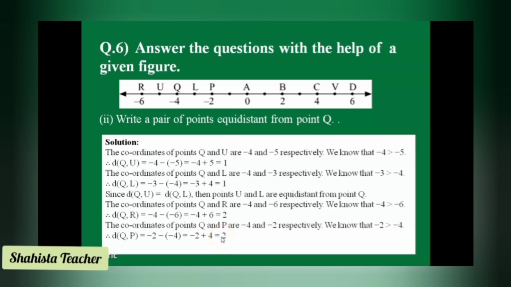So students, since the distance of QR is equal to the distance of QP, the points R and P are equidistant from point Q. Okay, so we will write here: points R and P are equidistant from point Q. In this way, we finish sub question 2 of question number 6.